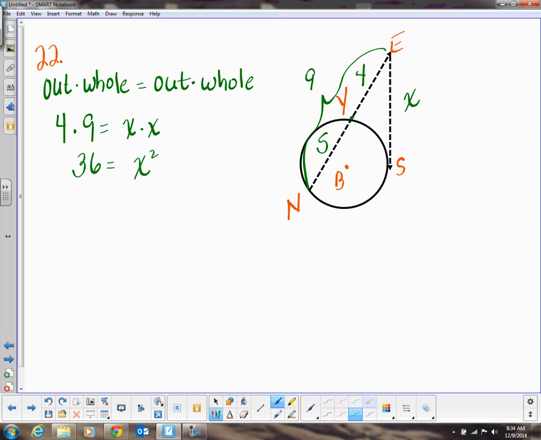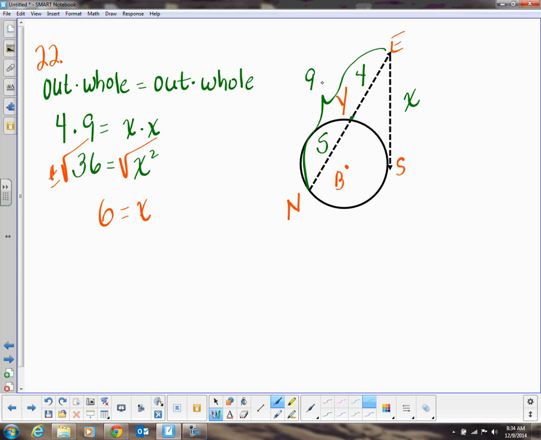So now how do we undo a square? 6 plus negative. Why do we do positive negative? Either one. It can be either one. In geometry, it will be 6. In algebra 2, it will be both. Now, did they ask us for x? They asked us for ES. Oh yeah, that is. Just kidding. Next question. Stephanie?